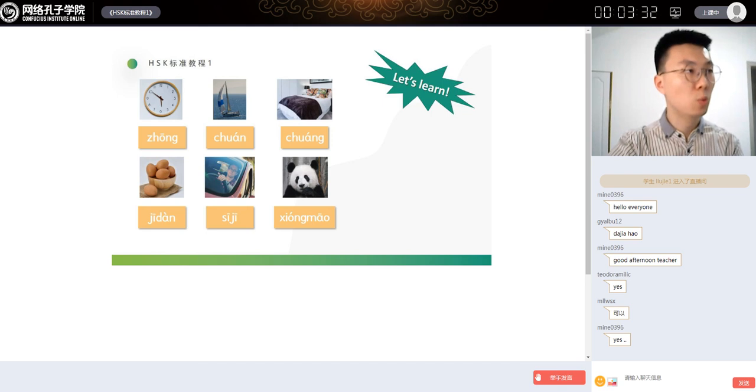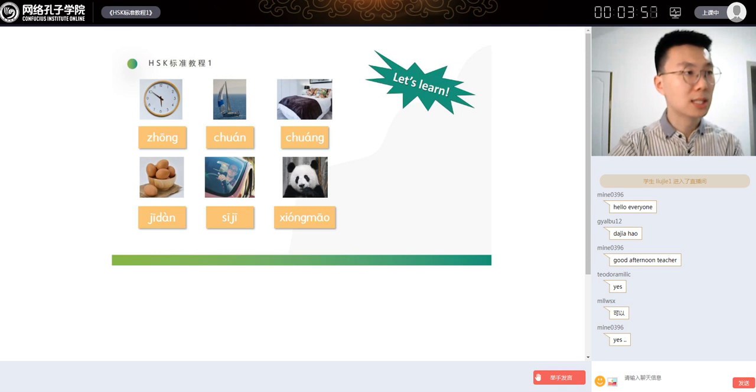This one, 钟, 钟, it's clock. 船, 船, the boat. 床, the bed. 这个是 what's this? 鸡蛋, right? 鸡蛋. It means egg, egg, 鸡蛋.